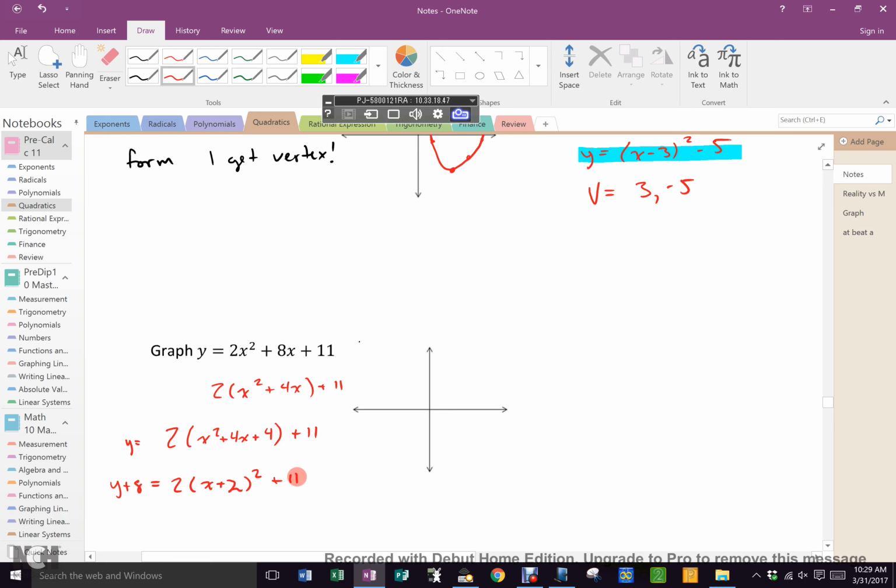Yes? Now, is this vertex form? Almost. What do I need to do, Joel? I got to get rid of that 8. So y equals 2 times x plus 2 squared, 11 minus 8, 3. Is that vertex form? Can I now graph it? What is it? Where do I go? Negative 2, positive 3. Happy or sad parabola?